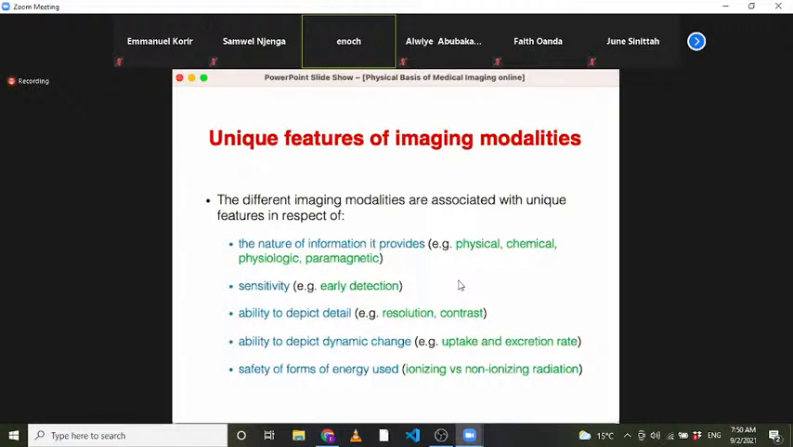CT and MRI have high contrast resolution. For spatial resolution, we may say conventional radiography has high spatial resolution, and we can get more detail, even in mammography, if we are using film as our detector.